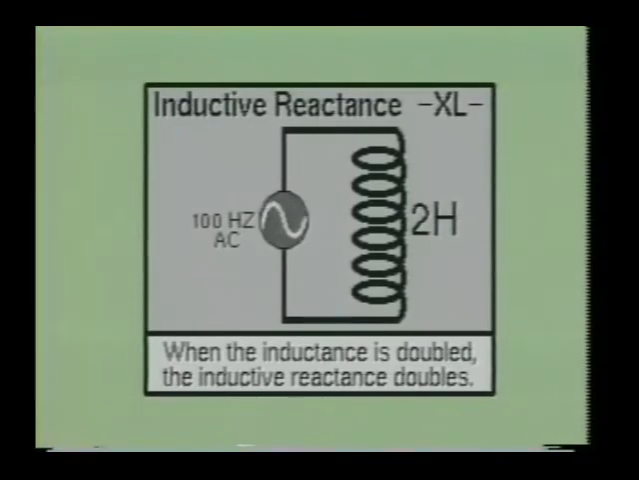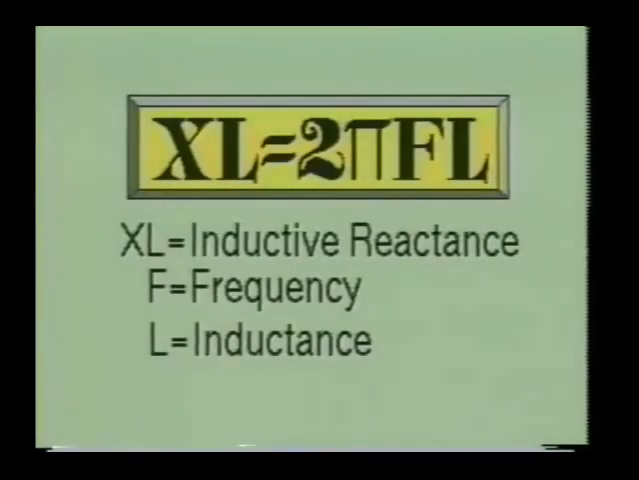The formula we used to measure the inductive reactance of the coil circuits was XL equals 2 pi F L, where XL represents the inductive reactance, F represents the frequency, and L represents the inductance. The unit of measurement for inductive reactance is the ohm.